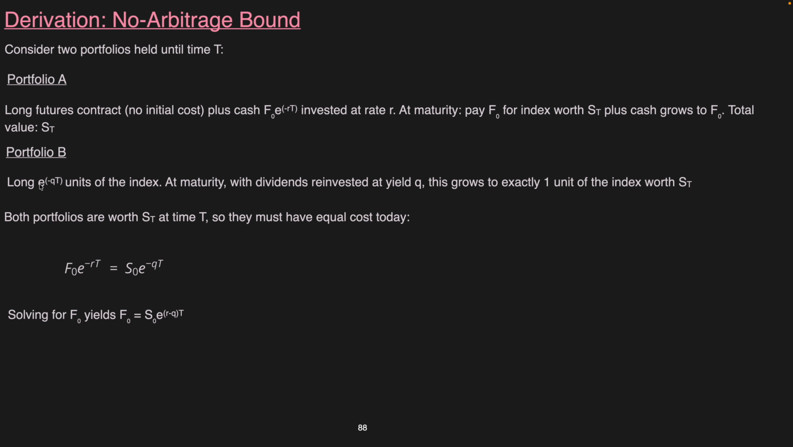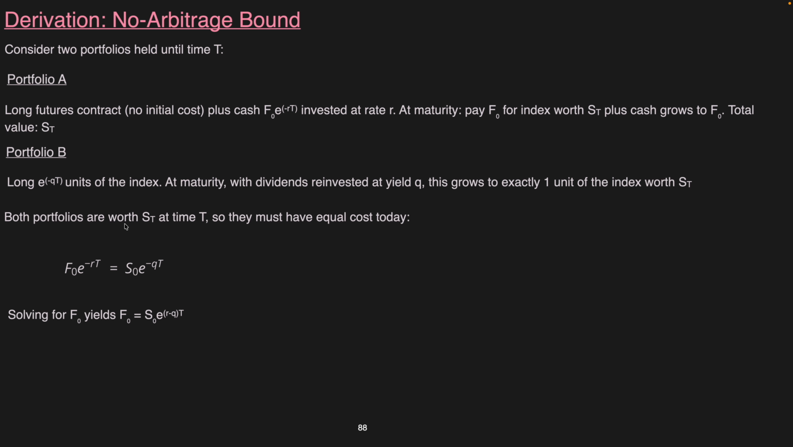We are taking a long position in e to the power of minus q capital T units of the index. So whatever is the dividend yield, you multiply it with the total time of the contract, do the continuous compounding, and multiply it with the index, and you will get the long on the number of units of the index. So at maturity, with dividends reinvested at the yield q, this grows exactly to 1 unit of the index. It is common sense. Worth ST, that is the spot price at the time of maturity.